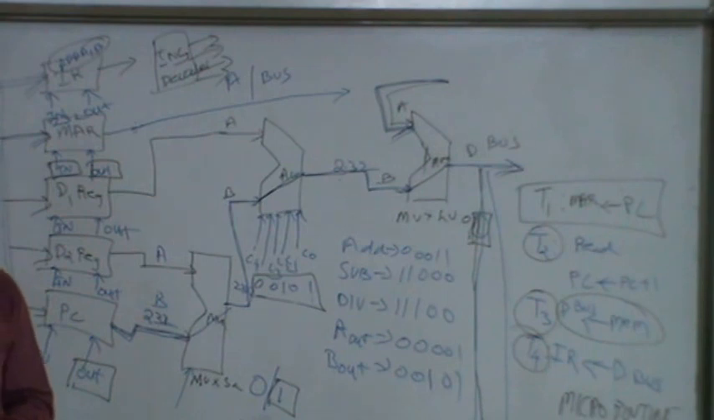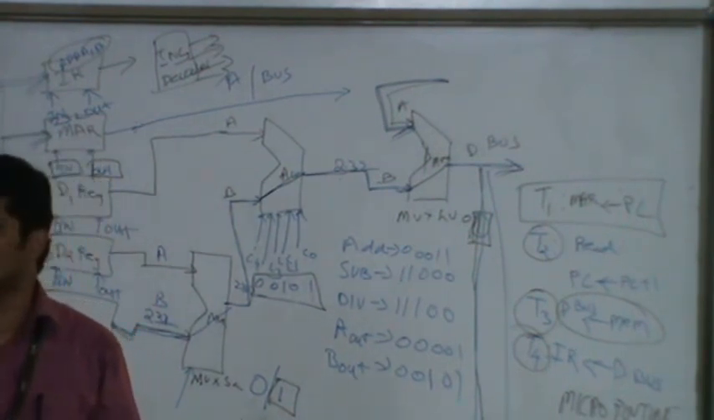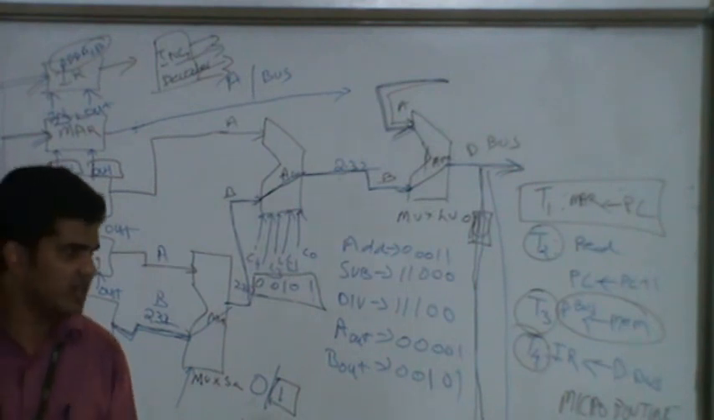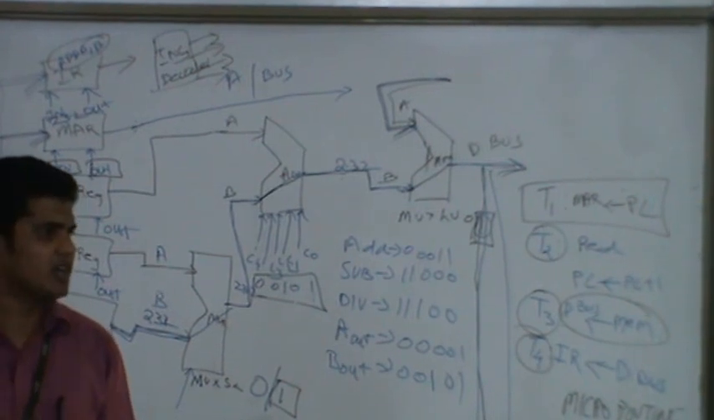So with this we are very clear on how the data moves from one place to another and who controls it, and how the control signals have been generated with the help of a control unit.